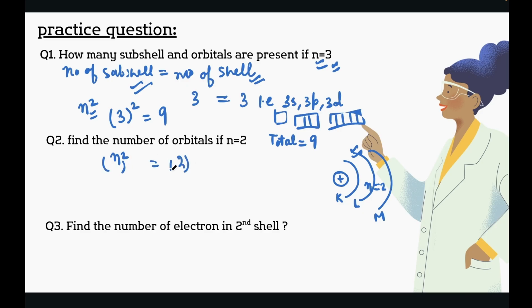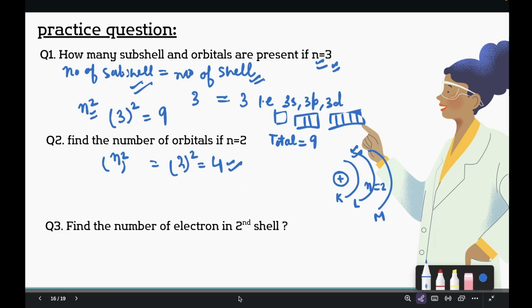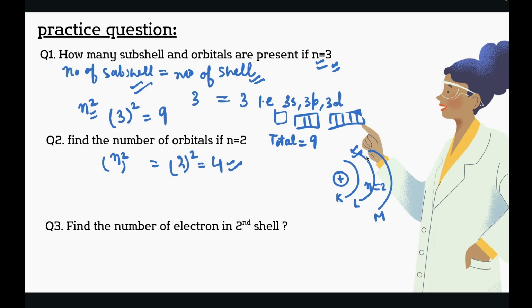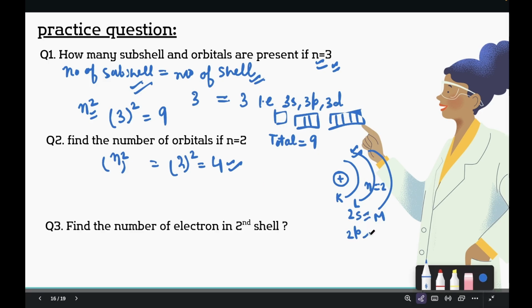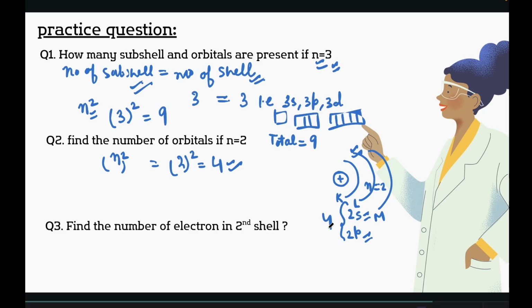That is 2 square. So the total number of orbitals will be 4, because for the second shell, the subshells will be 2s and 2p. And as we know, s has 1 orbital and p has 3 orbitals. So the total number of orbitals will be 4.